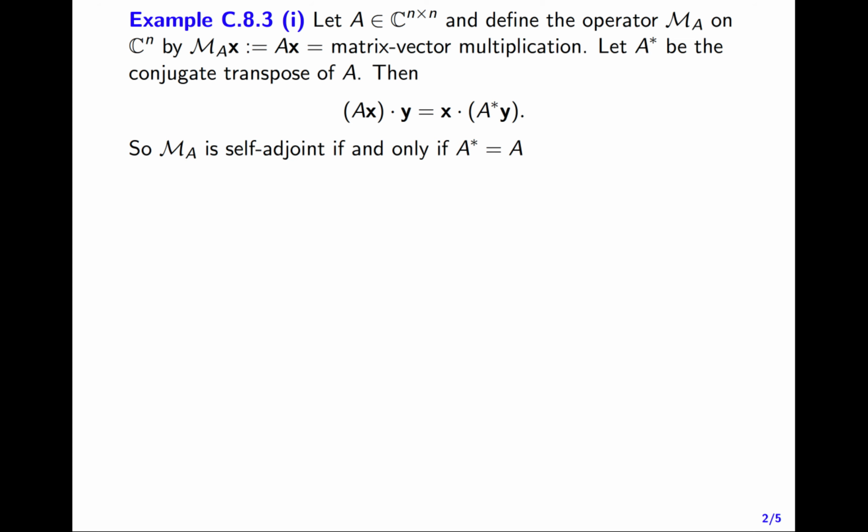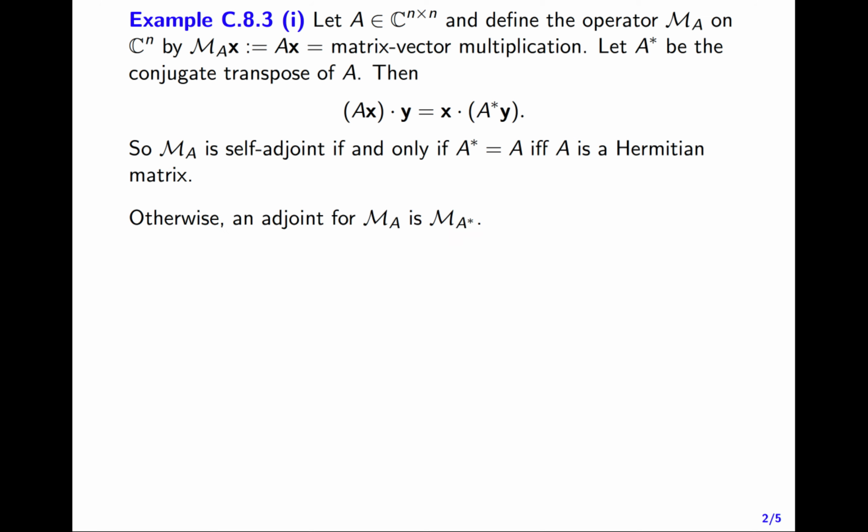So this tells us that M sub A is self-adjoint if and only if A star is equal to A, which happens if and only if A is a Hermitian matrix, going back to our linear algebra definitions. And otherwise, an adjoint for the operator M sub A is M sub A star. This should not be that surprising if we think about what Hermitian matrices and the dot product do in linear algebra in finite dimensions.